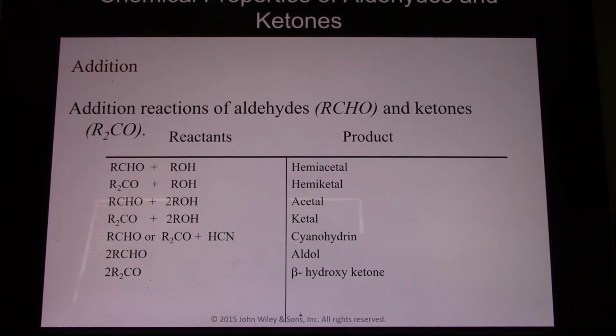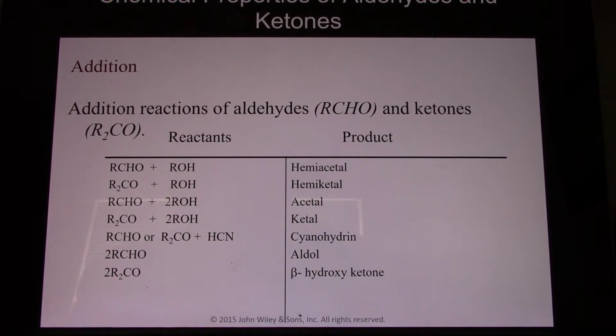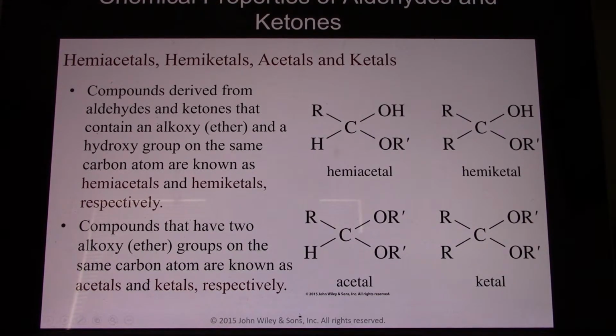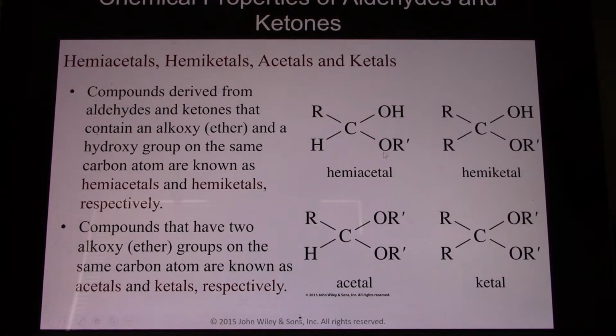We also make cyanohydrins, aldols, and beta-hydroxyketones. Let's look at all of these. So a hemiacetal. We start with our aldehyde, and if either an alcohol or water attacks, we form a compound like this. There's one OR and one OH.